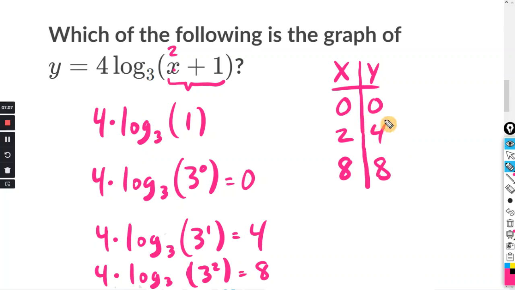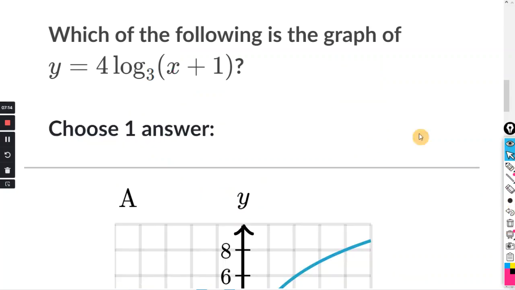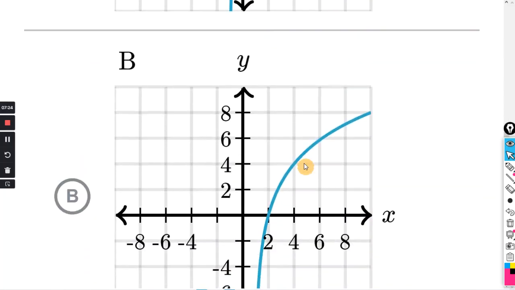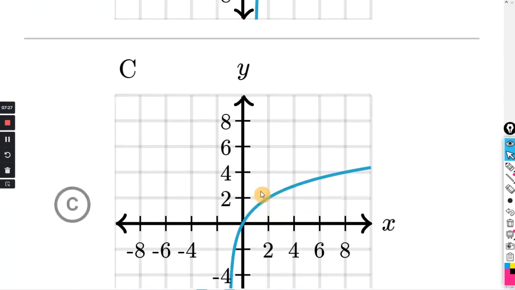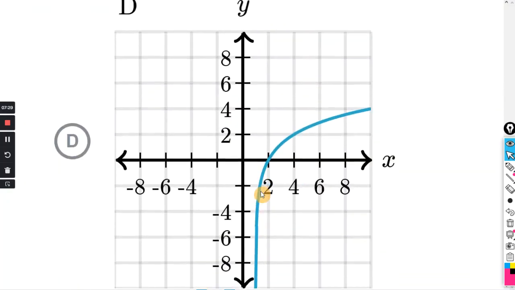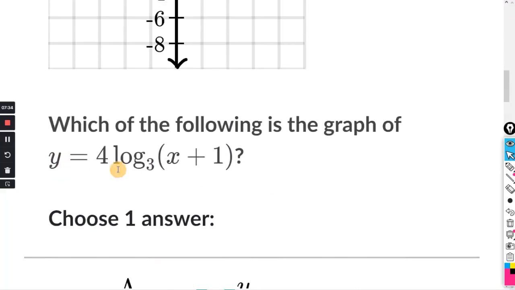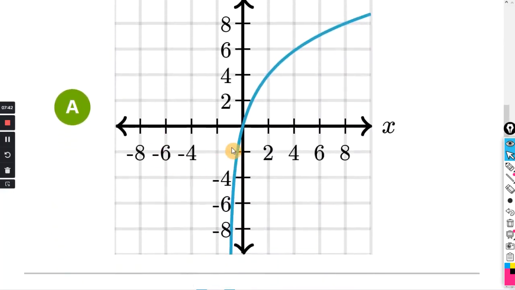So I can use these points and look at the choices: (0, 0), (2, 4), and (8, 8). So if you look at the choices again, here's (0, 0), here's (2, 4), and here's (8, 8). So A matches all of them. You can see the other choices don't match. So again, I come up with answer A. So you can apply the shift functions, apply the translations, or you can just plot points.